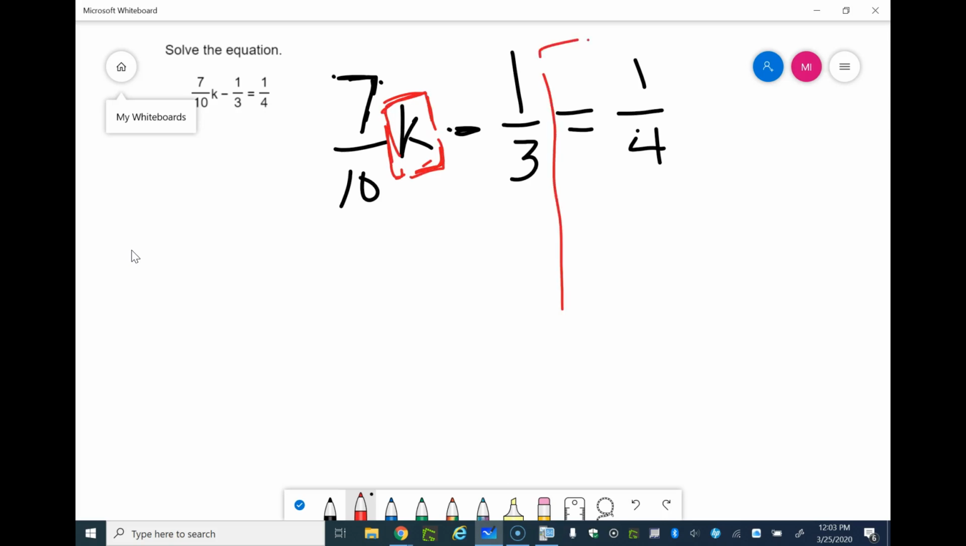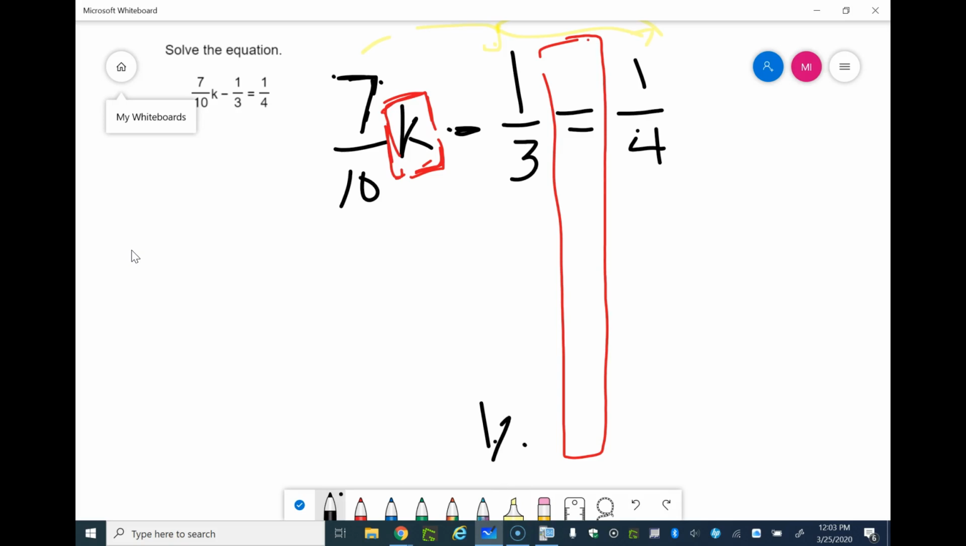And let me put on my wall. So we already kind of know this guy has to come over here. This 1/3 needs to come over here, and this 7/10 needs to come over here also. That way K can be by itself at the end of the problem. So for here, again, ask the same question.